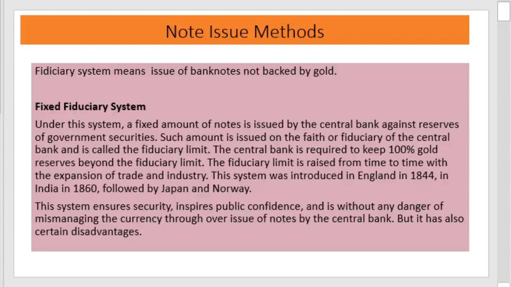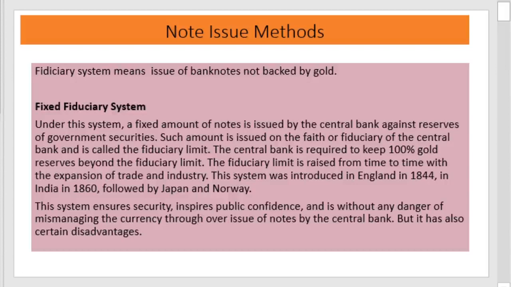The central bank is required to keep 100% gold reserves beyond the fiduciary limit. The fiduciary limit is raised from time to time with the expansion of trade and industry. This system was introduced in England in 1844, in India in 1860, followed by Japan and Norway. They also followed the system. This system ensures security, inspires public confidence, and is without any danger of mismanaging the currency through overissue of notes by the central bank. But it also has certain disadvantages.